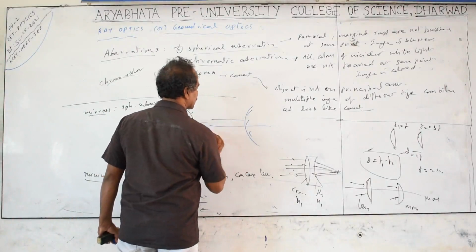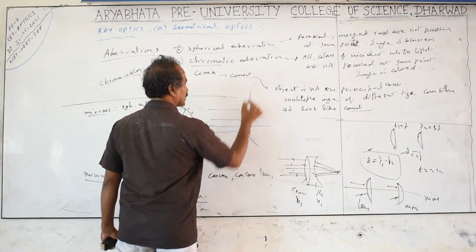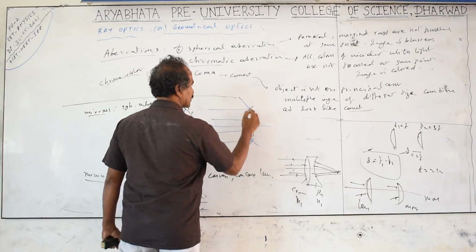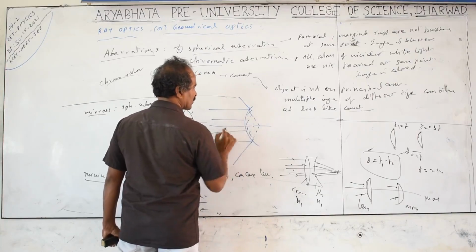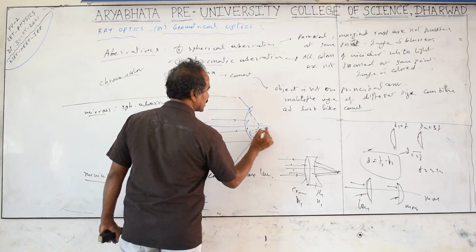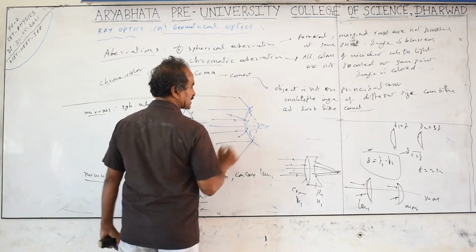Light rays here, more angle. Here, more angle. It means they appear to be focused very close to the pole. Whereas the paraxial rays are also reflected, but they reflect such that they appear to be focused at the far focus point. So they reflect like this, with less angles.